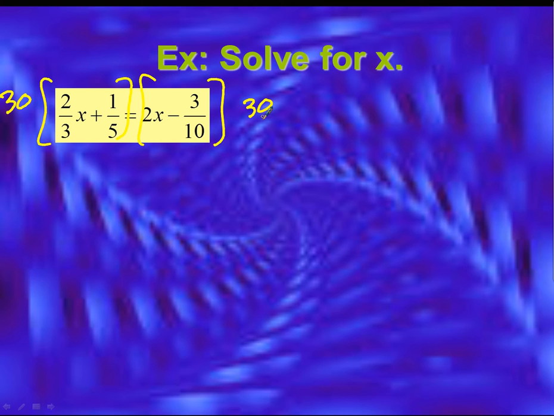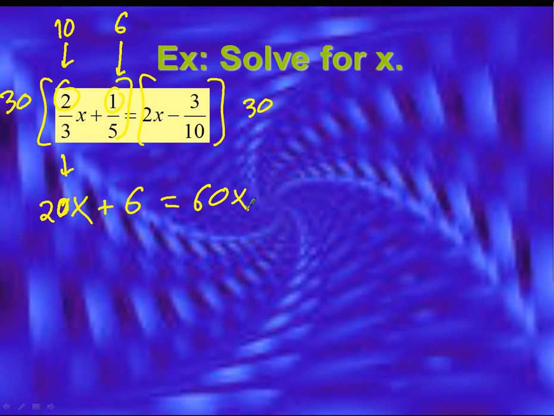So here's what we do. 30 over 3 is what? 10. So 10 is the number that we multiply by the numerator. 10 times 2 is 20. We're done with that first term. How about that? That's good, right? 30 over 5 is 6, times 1 is 6, plus 20, equals 30 times 2x, and 30 over 10 is 3, times 3 gives us minus 9. Isn't that great? That is a lot easier, right?